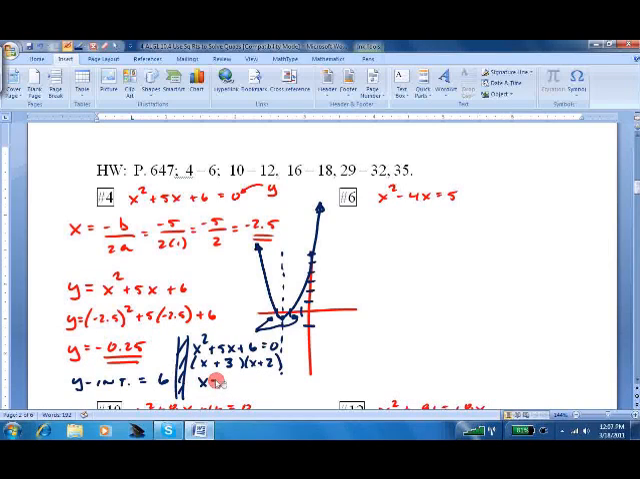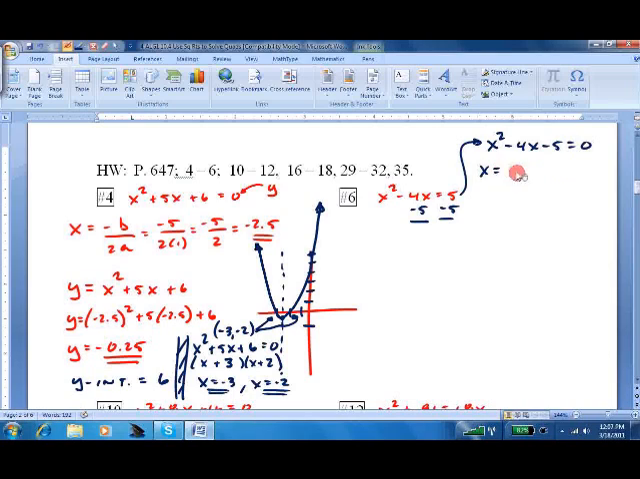X equals negative 3, x equals negative 2. So we know these points are negative 3 and negative 2 on the x-axis. Let's try it again for this problem over here. I'm going to move things up, create a little more space for myself. X squared minus 4x, subtract from both sides, minus 5 equals 0.